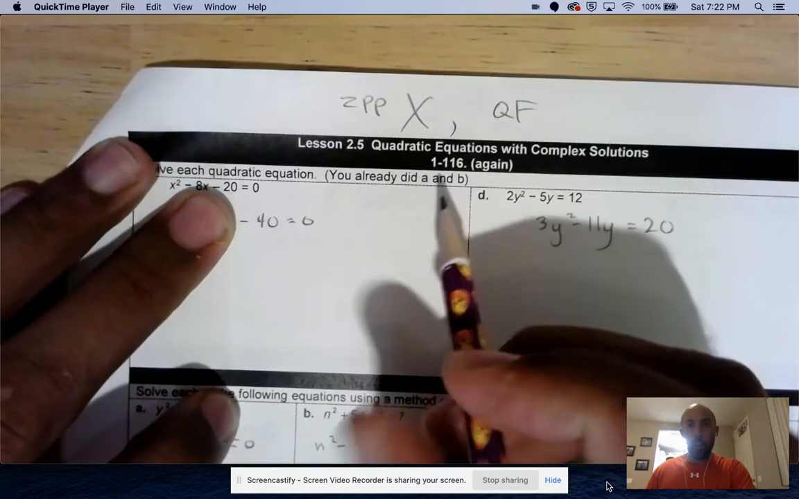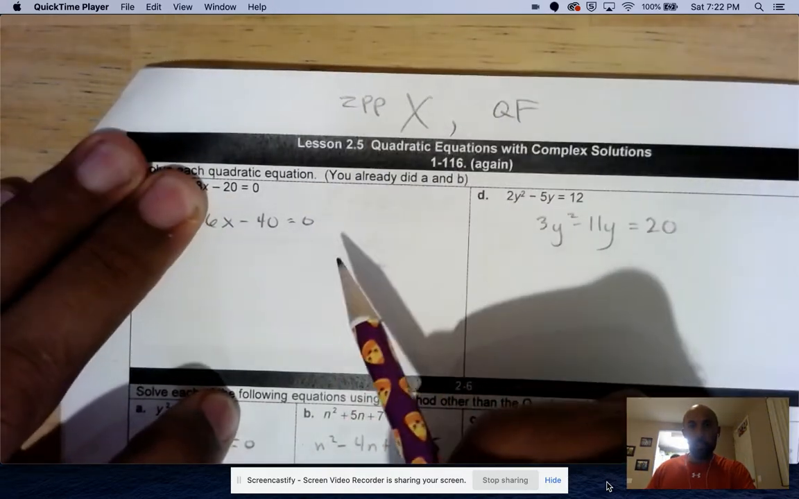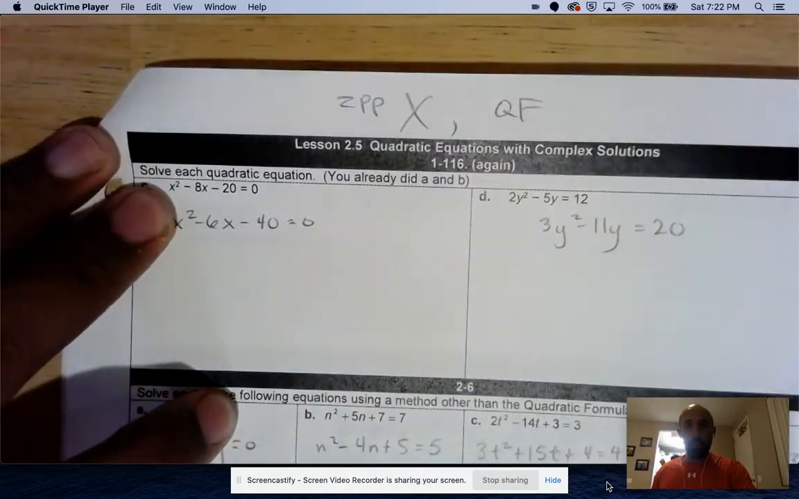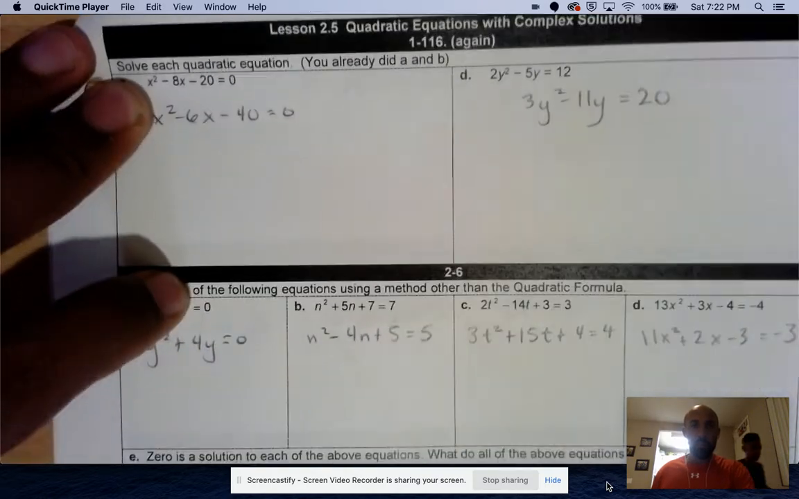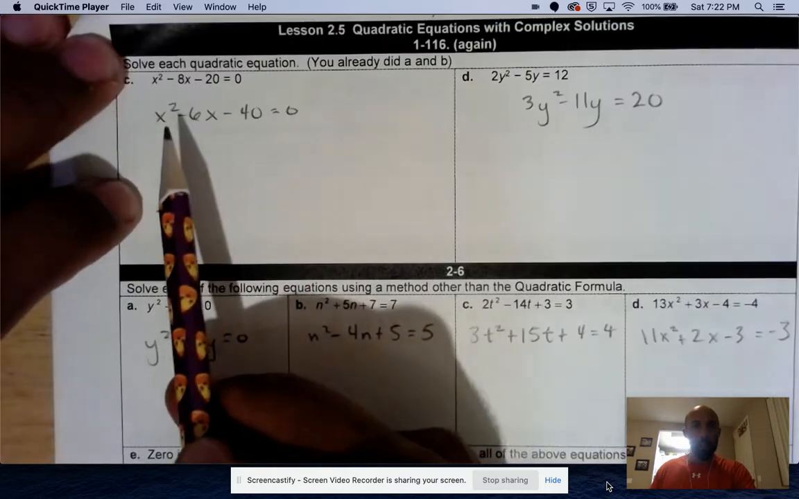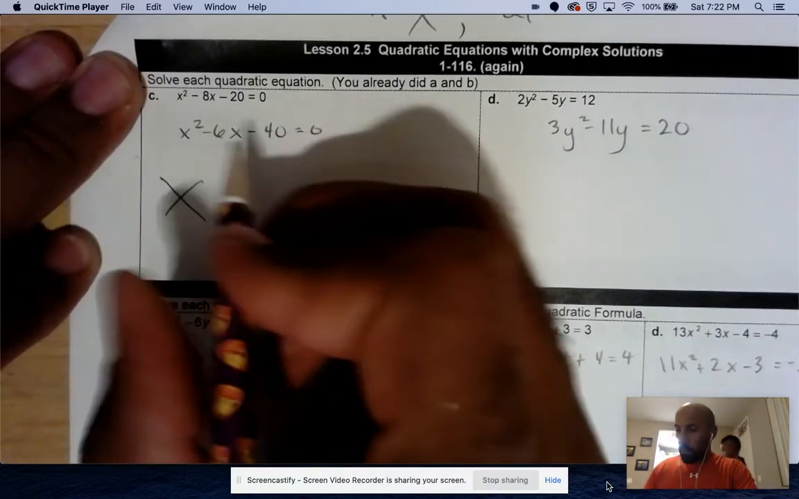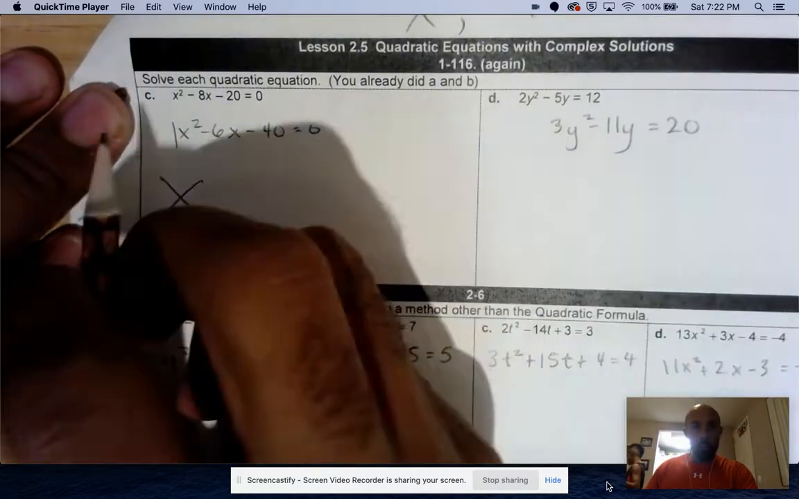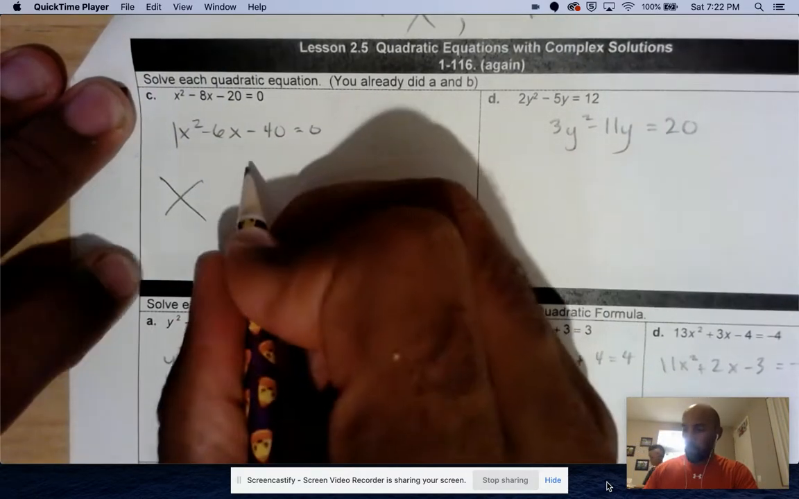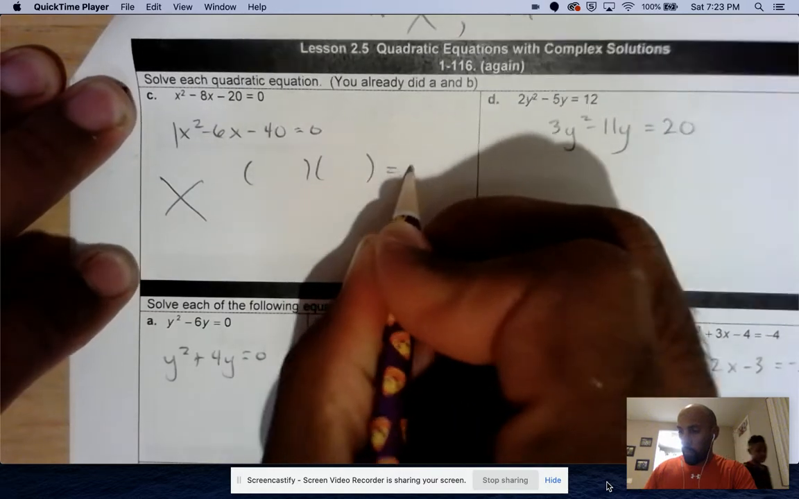And we can use the graph, or like the Desmos graph, to confirm our answers. Okay, so here, I always want to try the zero product property first, so I'm going to try the x. And notice that this is a 1, right? So I can just go straight from the x to the factors, like these ones here.